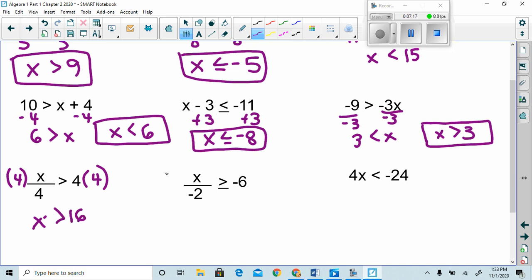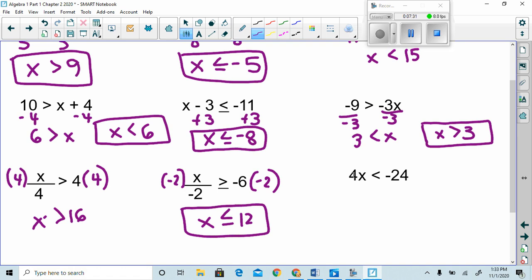Another division, this time by a negative. Remember, when I divide or multiply by a negative, I reverse the direction of my inequality. One last problem. I see 4 times x, so I'll divide by 4. X is less than negative 6. So today we spent some time reviewing. We reviewed by graphing inequalities, writing inequalities, testing out possible solutions, and then actually doing the solving of some one-step inequalities. And that's all we have for today.